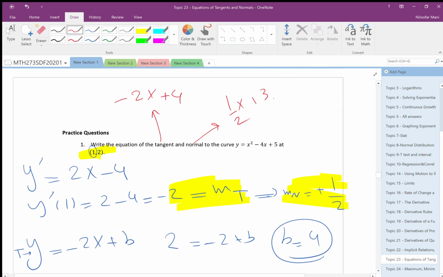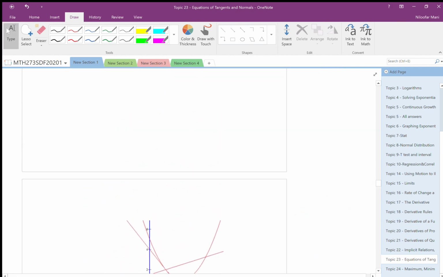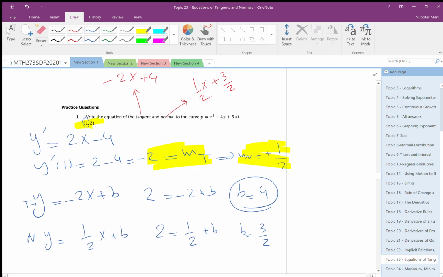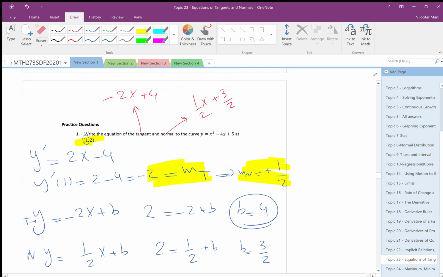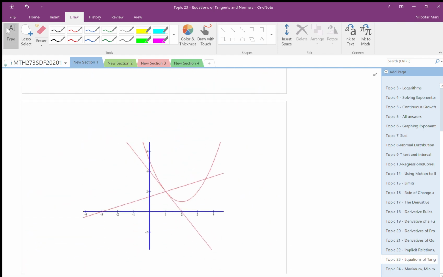I'm not sure if I added the picture here. I hope I did. Yes. Okay, so this is my graph, so that's y, and one of them is positive. So the positive one is for the normal line, with positive slope. And also I can see this is tangent because it's touching the graph, but this one is crossing the graph. So this line is the normal line. This one is the tangent line, and this one is y.